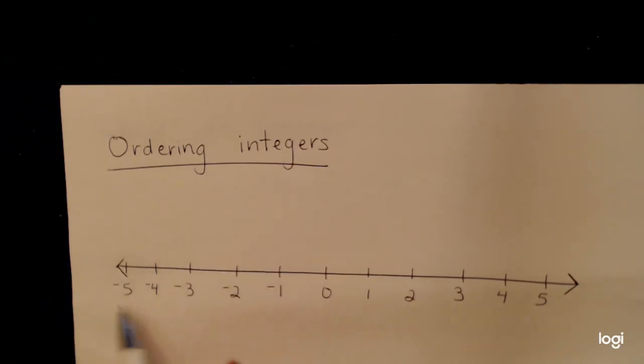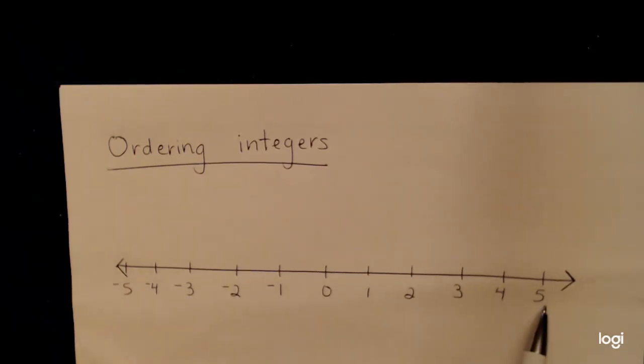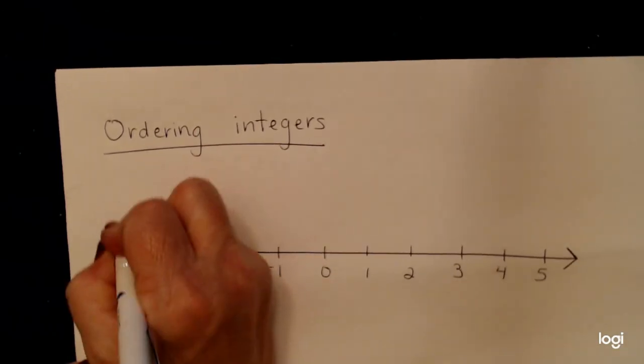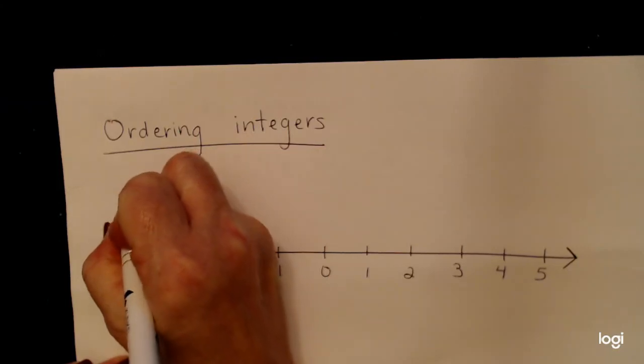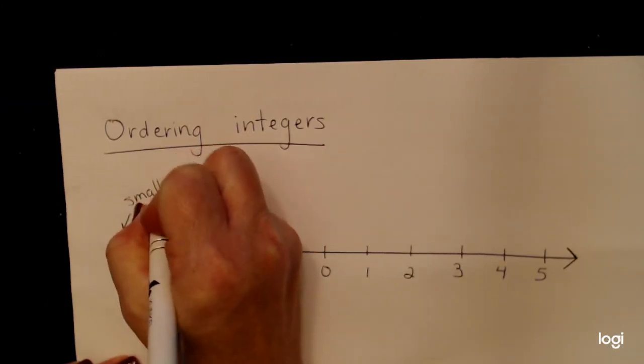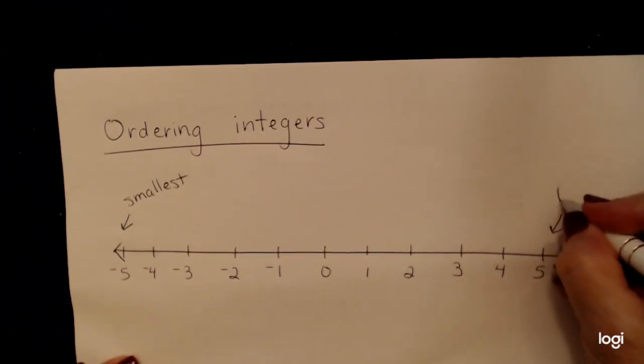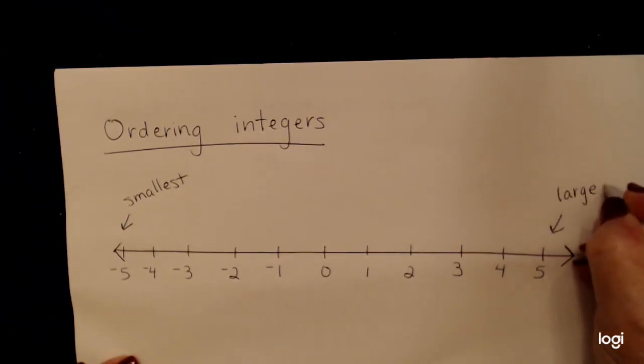If you notice, I already drew a number line here, and my number line goes from -5 all the way up to +5. If I asked you what is the smallest number on my number line, you would tell me that this number right here is my smallest. It is -5. And you would tell me that this number right here is the largest number that I have.